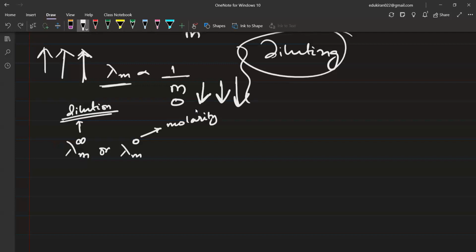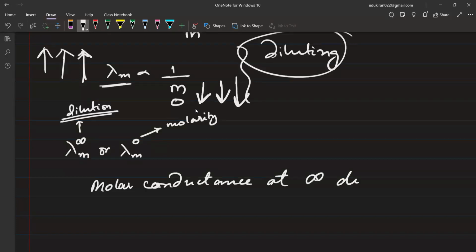You understood what limiting molar conductance is? Yes, sir. We also call it molar conductance at infinite dilution. You may have heard this term, yes or no? At infinite dilution. Right?